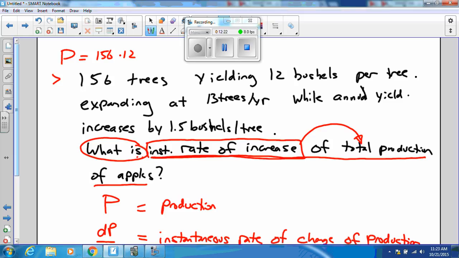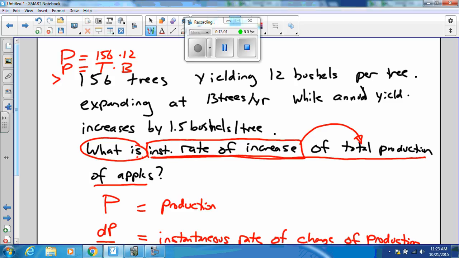So instead of 156 and 12, I'm going to need to represent them with variables that can change. What is a suitable variable for the number of trees? T. And let's make it capital T so it's not time. And what is a suitable variable for the 12 bushels per tree? B. B for bushels. That works for me. So we now have a formula: production equals trees times bushels per tree, which gives me the production for any number of trees and any number of bushels. Does this make sense to everybody?